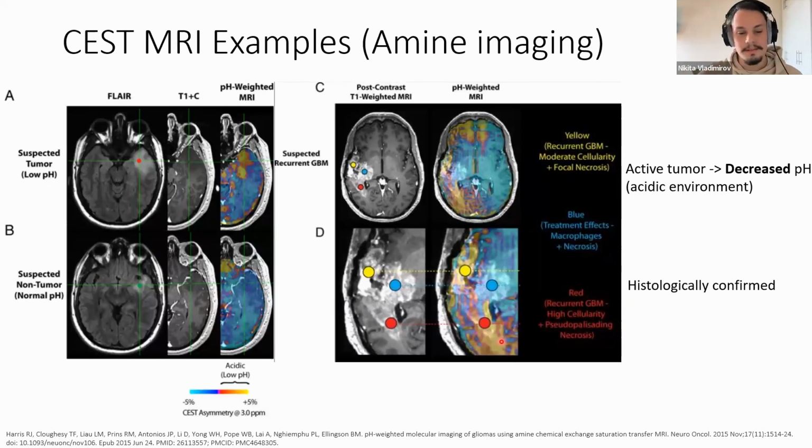And after that, histologically, we confirmed that yes, in the yellow, there is moderate cellularity, there is some necrosis plus tumor cells. In the blue, we can see that treatment worked, but in the red, there are a lot of tumor cells. And the last example is OH CEST, which is actually hydroxyl group imaging.